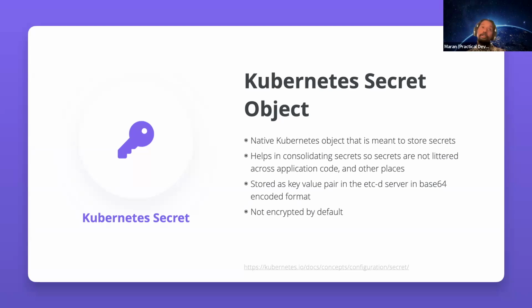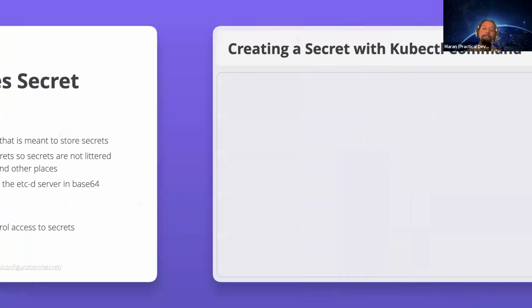Okay, and just like any other Kubernetes object, you would also want to have role-based access control to define what type of Kubernetes user can access a particular secret present in a particular namespace or in all namespaces. So a Kubernetes secret is a secret object. It's a key value pair within the Kubernetes cluster, not encrypted by default. It's base64 encoded. It helps you consolidate all your application secrets or infrastructure secrets in one single place, and that is the Kubernetes secret object.